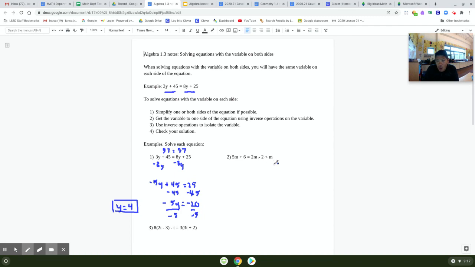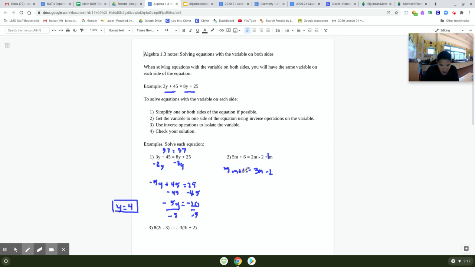2m plus m are like terms. If you just have m, even though there's no number written in front of it, there's an implied 1. M is the same as 1m. So I'm adding 2m plus 1m, and that's 3m. You still have the minus 2. And then the left side, at least right now, stays the same, 5m plus 6.